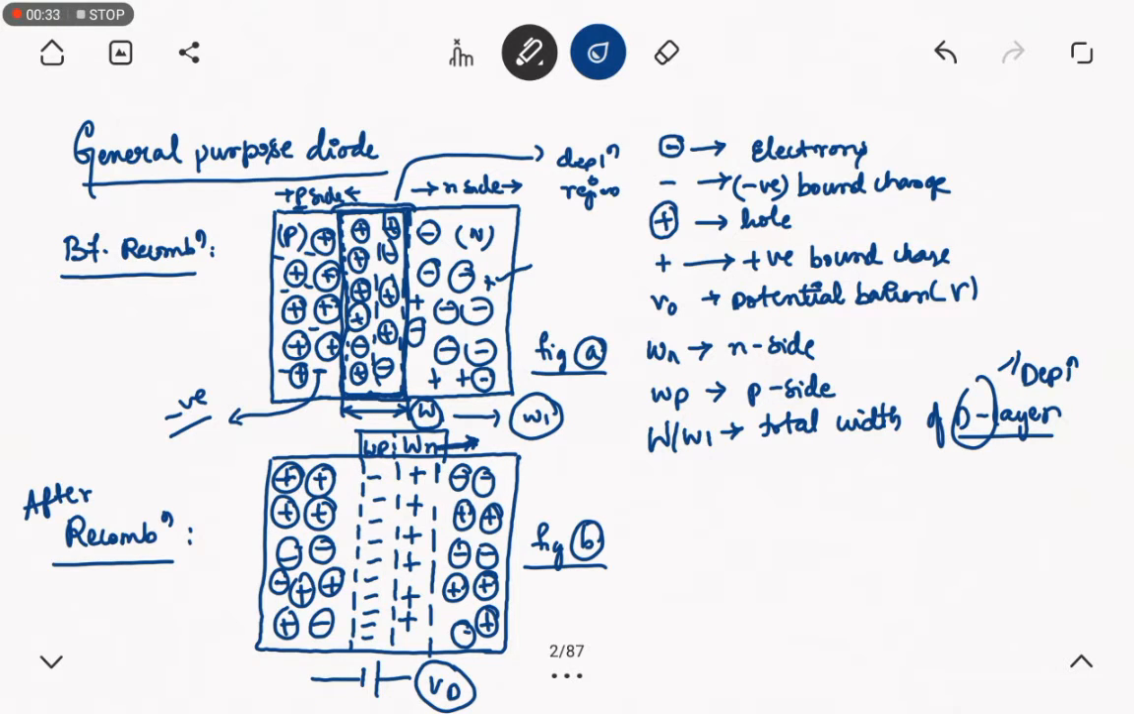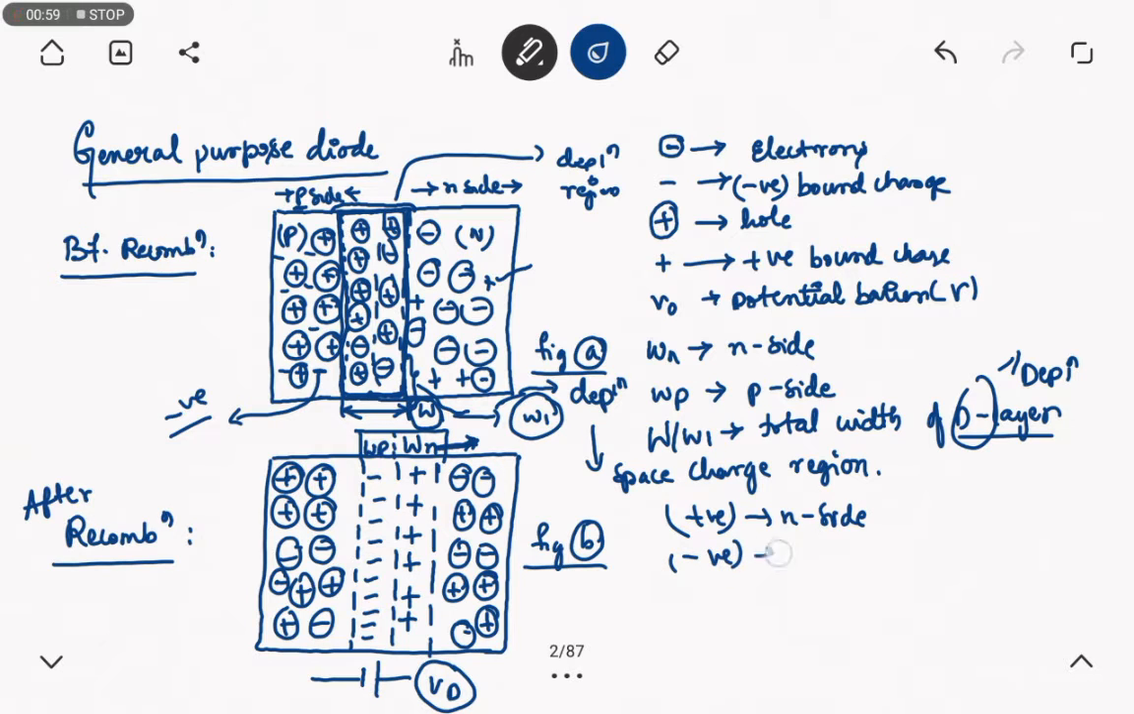So what happened next is this region is termed as depletion region. We can term this region as depletion region, and this is also termed as space charge region. The depletion region has a positive bound charge on N side and has negative bound charge on P side. Here the depletion region width is 0.5 micrometer. For which diode? For general purpose diode. This is very important.